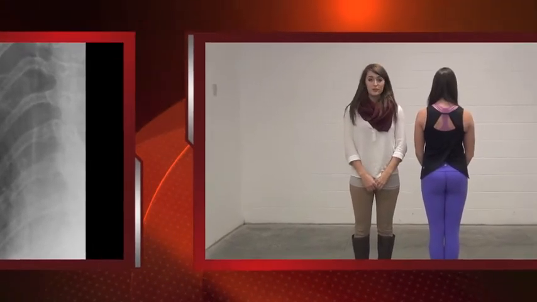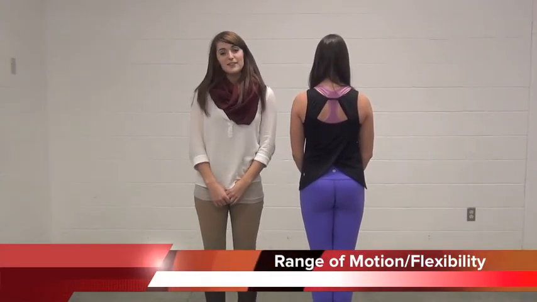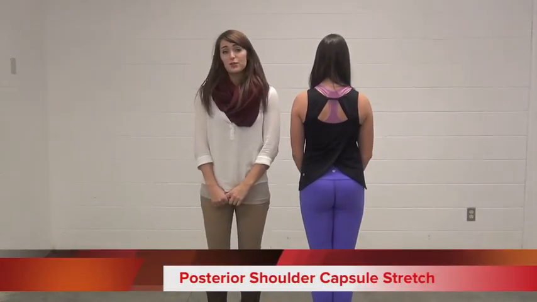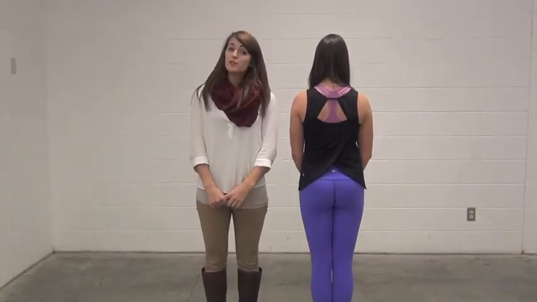The first exercise that we're going to do today for range of motion and flexibility is called the cross-body stretch. And this is aimed at really stretching out the posterior capsule of the shoulder joint, which is often really tight with people that have it.